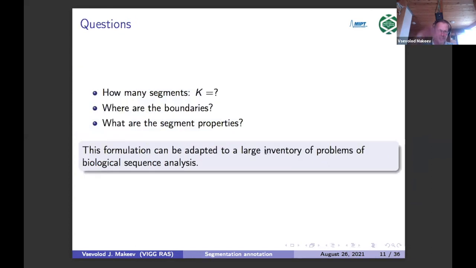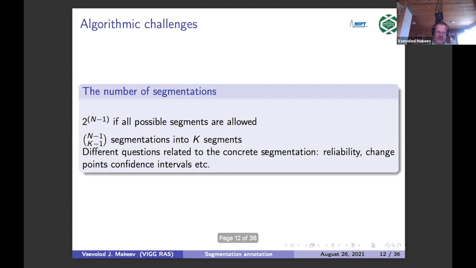So questions: how many segments are there? Where are the boundaries? And what are the segments' properties? This formulation can be adapted to a large inventory of different biological sequence analysis problems. It's a very smooth way of doing things.